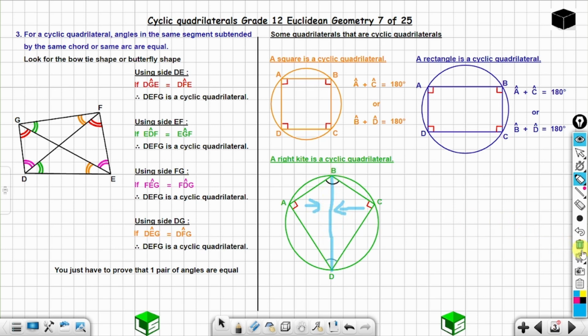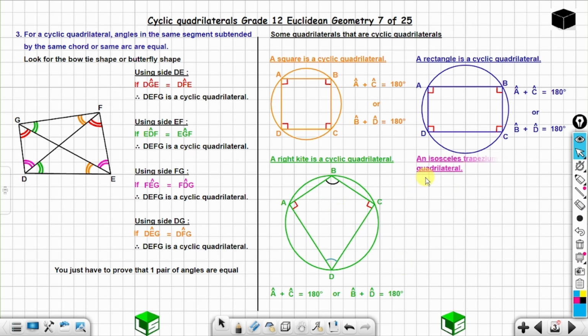So the angle A plus the angle C is equal to 180 degrees. Automatically the angle B plus the angle D is also going to be 180 degrees. 180 plus 180, you have 360, which is the sum of all interior angles in a quadrilateral.